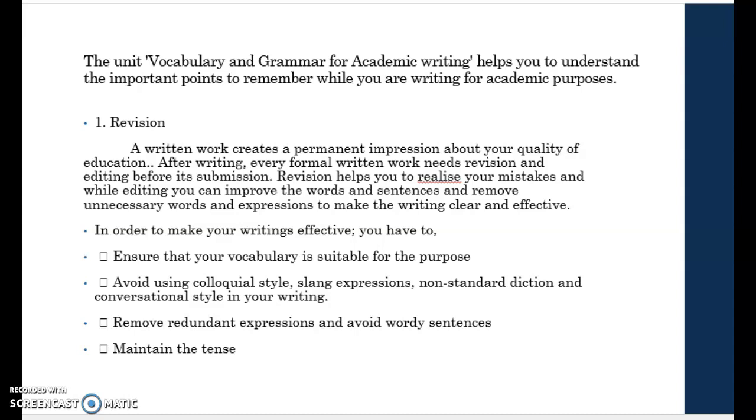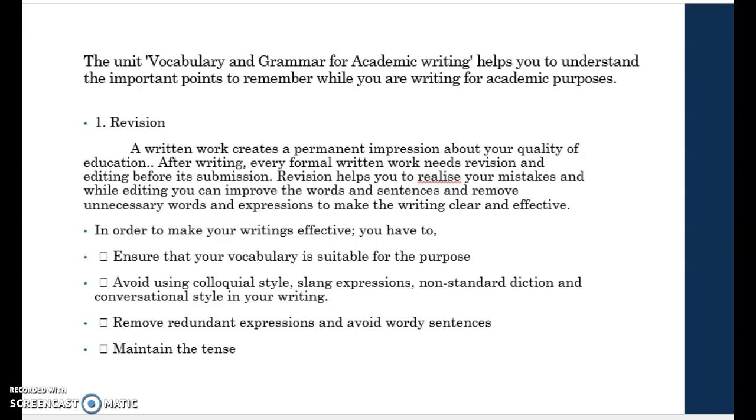When you do academic writing, it is very important that you maintain tense. If you are using present tense, that same tense should be continued throughout the paragraph or throughout the article. In a sentence or in a paragraph, make sure that the tense which you are using is constant. Don't write the first sentence in present and the next sentence in past. That particular tense that you use should be constant.